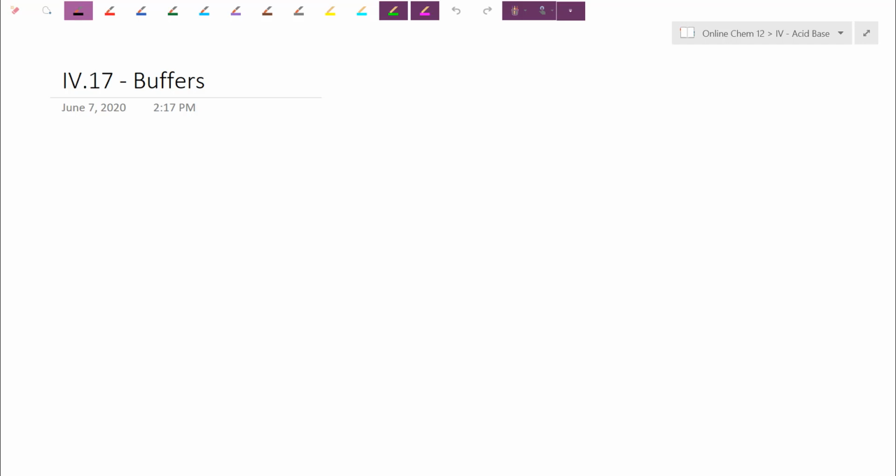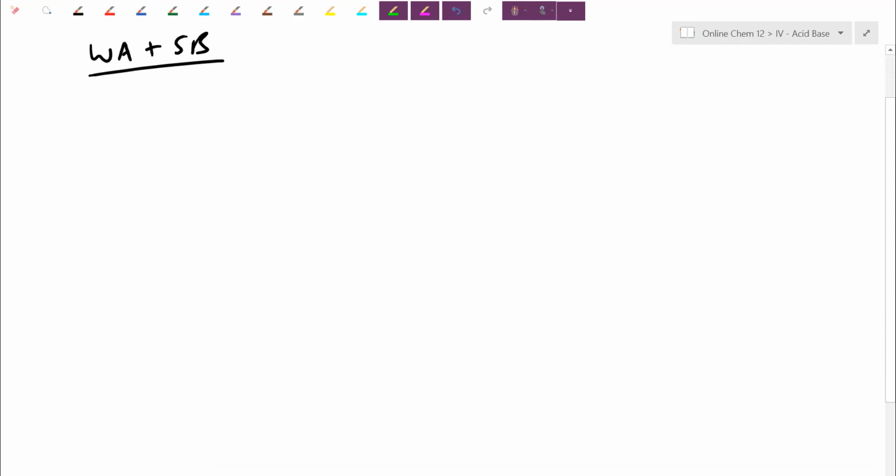Today, I just want to hint at one of these curves again, but mainly focus on what is that strange buffer region that we've been drawing. Let's just say, for argument's sake, let's do a weak acid, strong base curve again. Just going to connect it to what we've been learning.